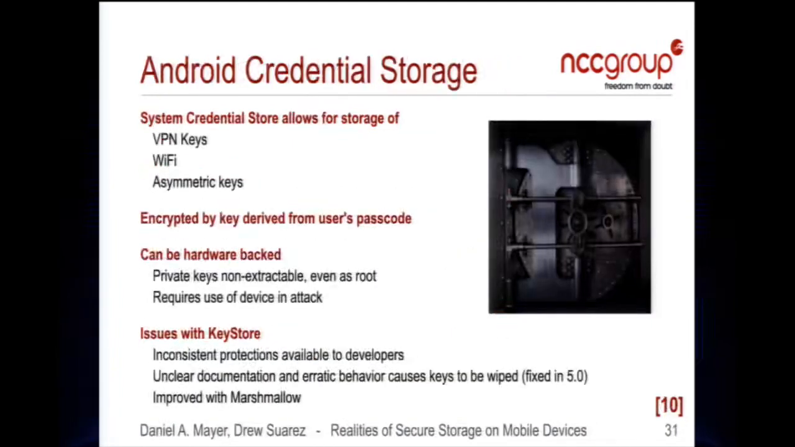So the Android credential store stores things like VPN keys, asymmetric keys, Wi-Fi keys, and things like that. It's encrypted by a key derived from the user's passcode. It can be hardware backed. A lot of models these days come with hardware backed crypto storage, which means that the private keys are non-extractable from the device, even if you've rooted your handset. And it requires the use of the device in the attack, as I mentioned.